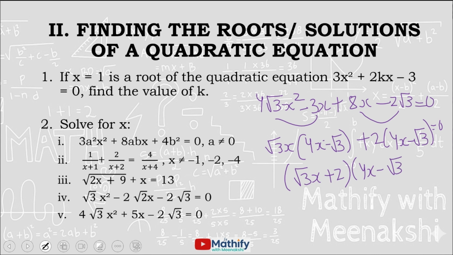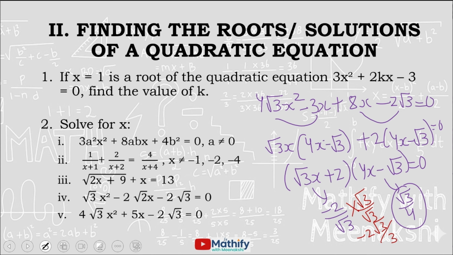One by one you will equate that to 0 and you will get the value of x. When I equate root 3 x plus 2 equal to 0, what will I get? That is minus 2 by root 3. And when you equate the second to 0, what will you get? Root 3 by 4. This value is fine because in the denominator it's a normal number. Here you have to rationalize this. So I will rationalize. You will multiply by root 3 and root 3. So what will you get? You will get minus 2 root 3 by 3. So these are your two final answers. Minus 2 root 3 by 3 and root 3 by 4.